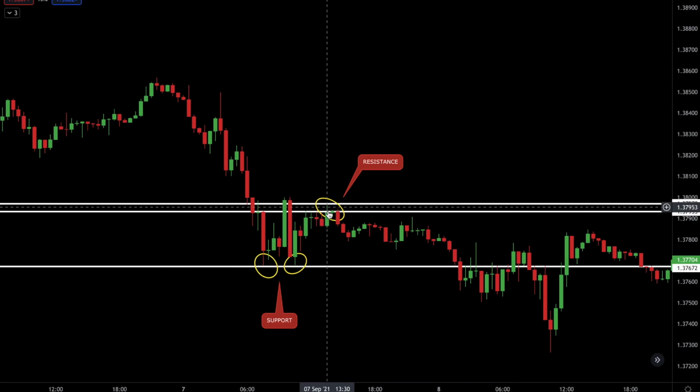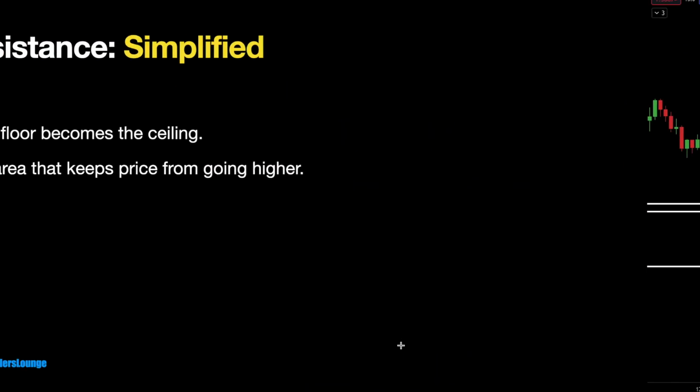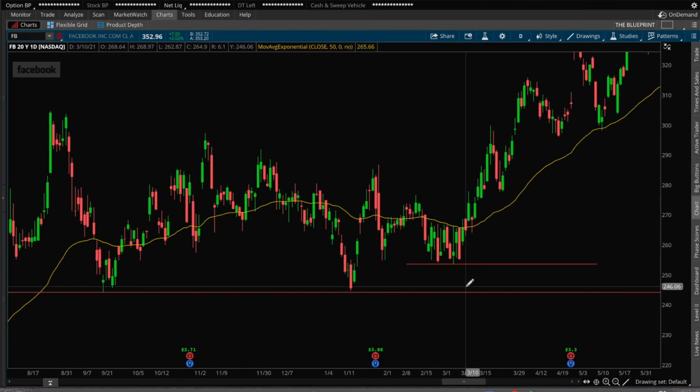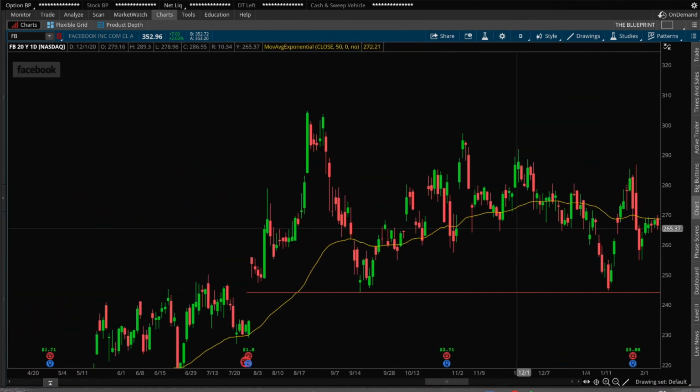It tried. It came up to the top of this area. It tried, but it came back down. Boom, boom, boom. Right? Then I'll show you guys, for my stock traders, some resistance.